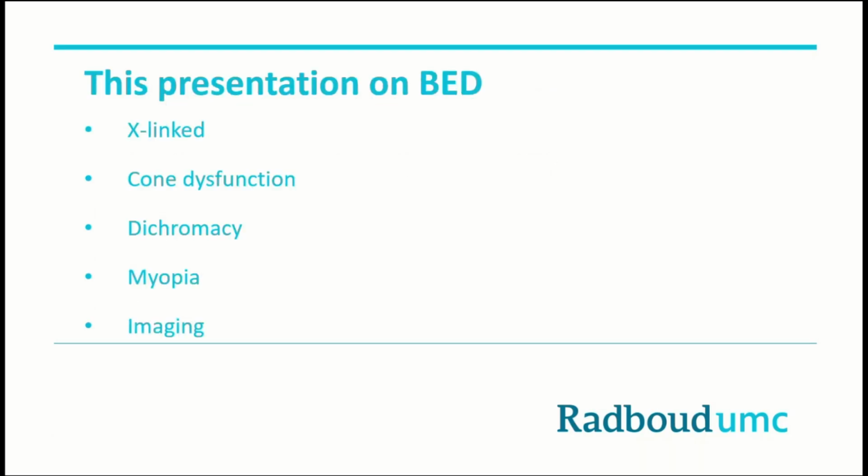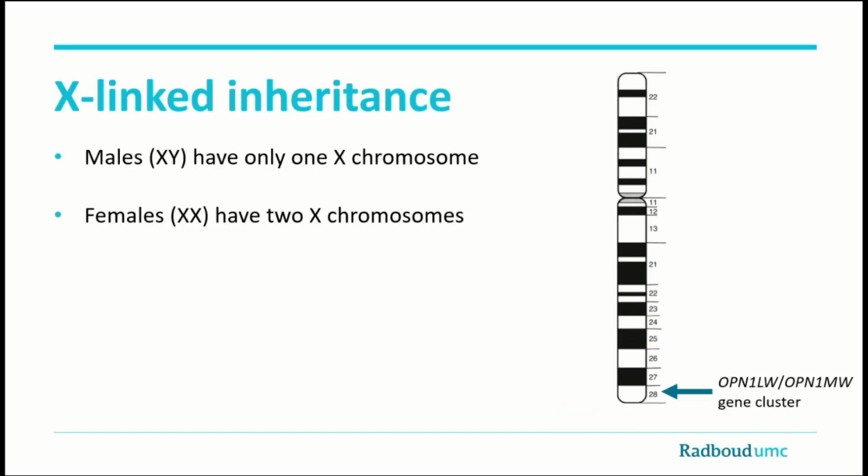So in this presentation, I will cover the X-linked inheritance, the cone dysfunction, dichromacy, myopia, and imaging in Bornholm eye disease. So how about the X-linked inheritance mode? As you know, males have an XY, so they only carry one X chromosome, and females are XX, so they have two X chromosomes.